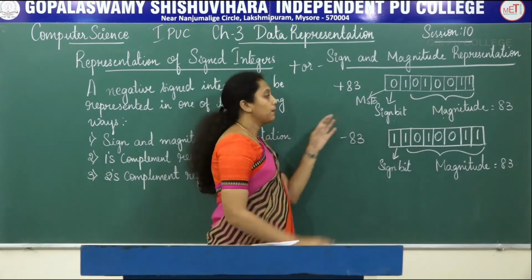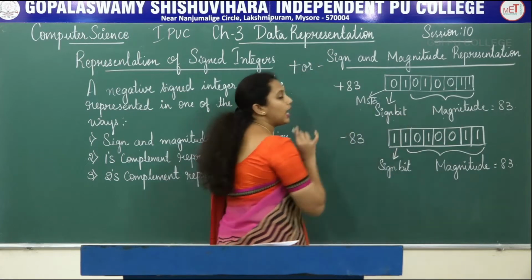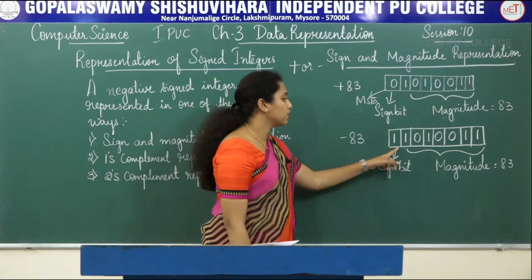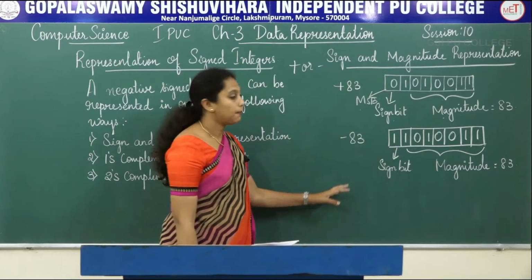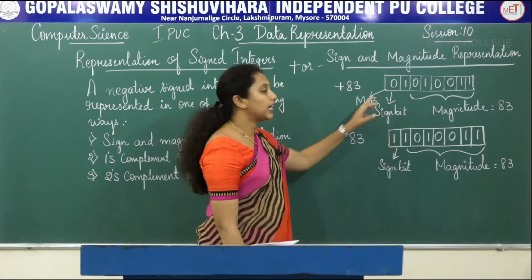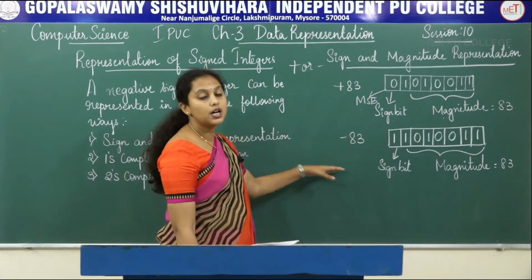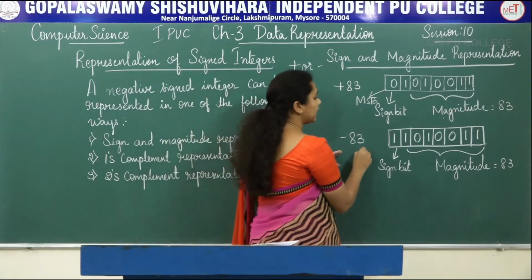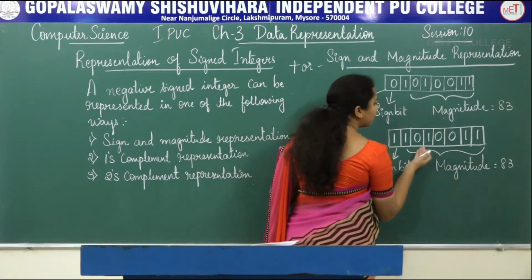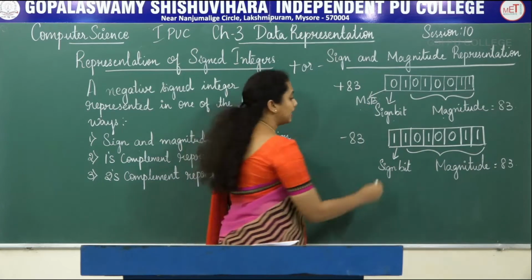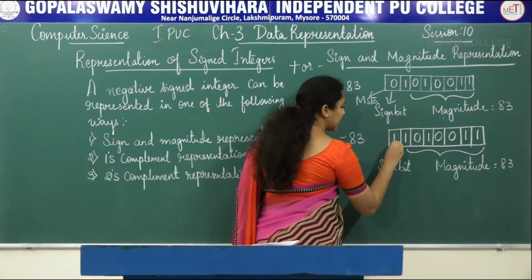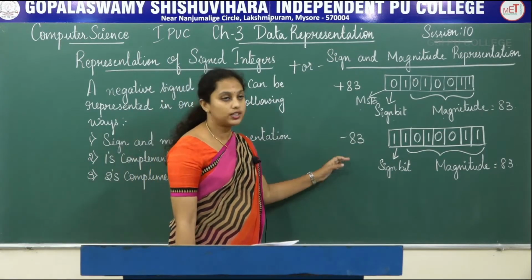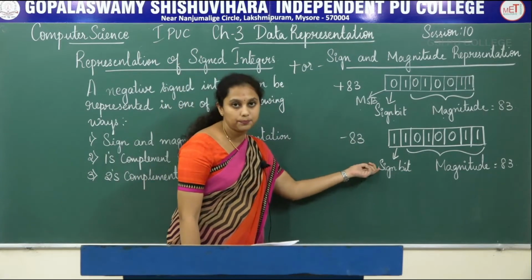We are going to put the sign bit at the MSB. So 0 is used for positive numbers and 1 is used for negative numbers. By seeing these values, we can easily identify whether it is a positive number or a negative number. So in minus 83, this is the value of 83, and this 1 in the sign bit represents it as a negative integer, that is minus 83.